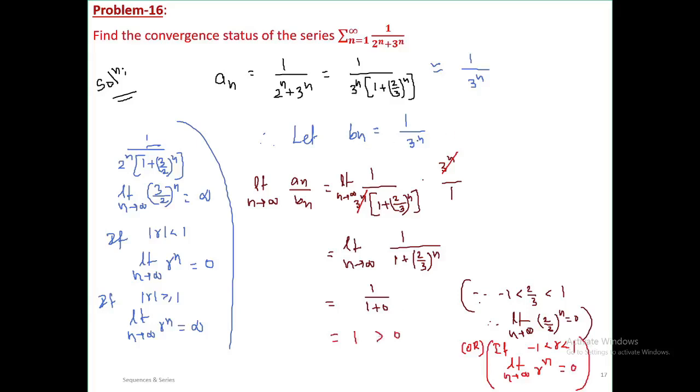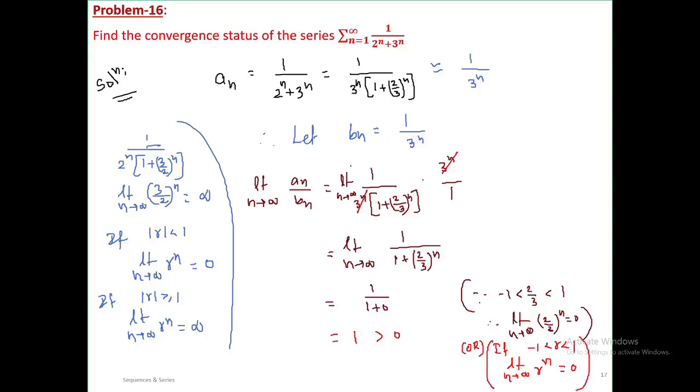So therefore, series Bn is what? It is a geometric series. It converges to a by 1 minus r. What is a now? Series n is running from 1, so a is 1 by 3. So 1 by 3 by 1 minus 1 by 3, that is 2 by 3. So 2 by 3, 3 by 2, 3 cancel, 1 by 2. So the sum is 1 by 2. Therefore, this series Bn converges. Therefore, the corresponding series an also converges.